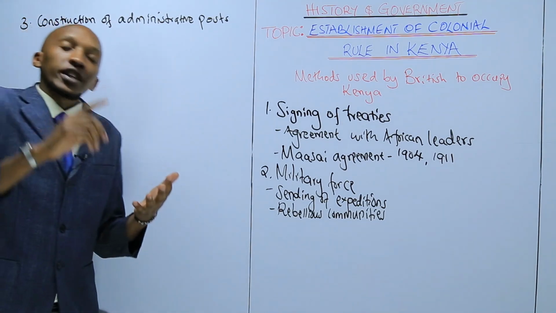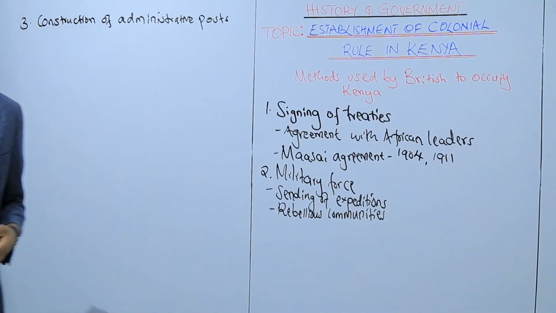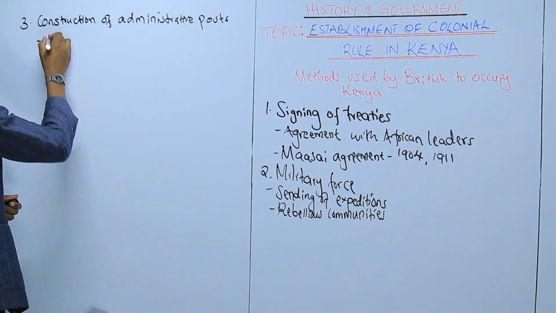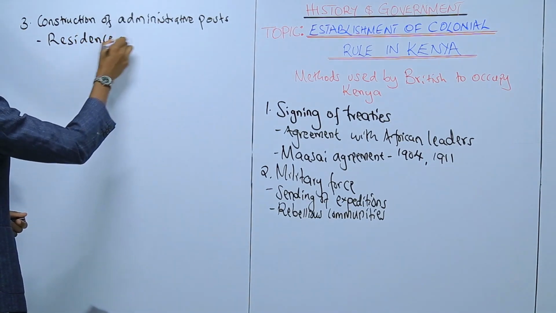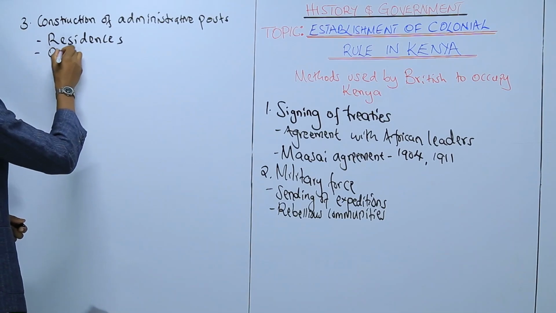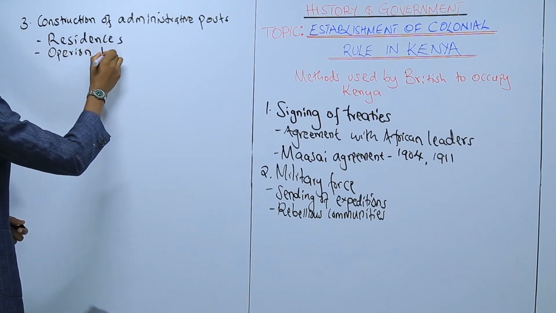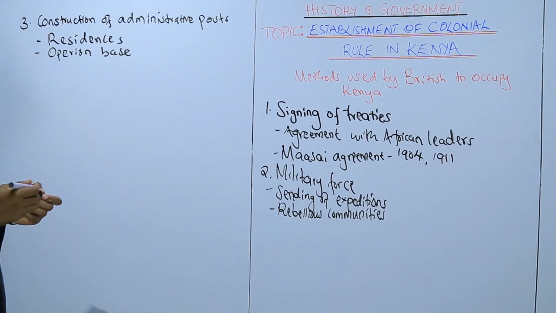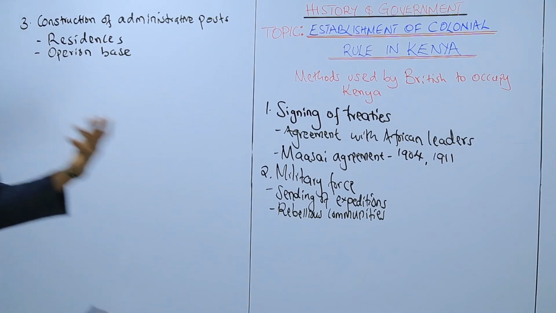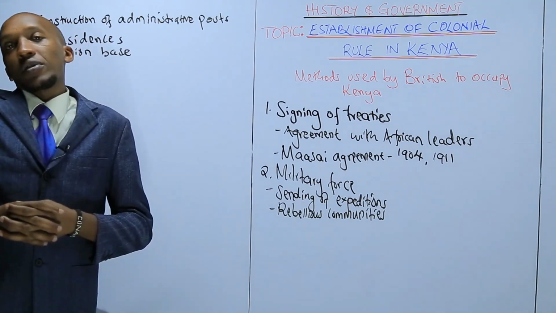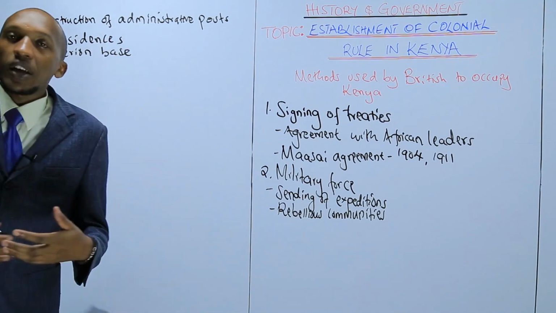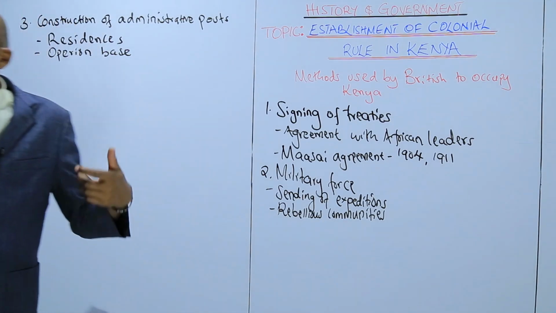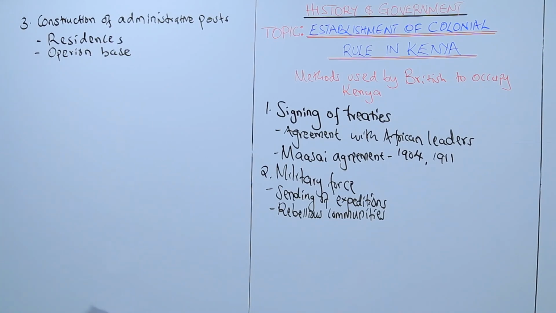These were also residence for the officials. So the officials lived in these posts, and then it was also a base of operation. That is, these posts that were built were also known as the forts. We mentioned them in our previous lesson. So these became places where they could organize and continue to rule over the people.